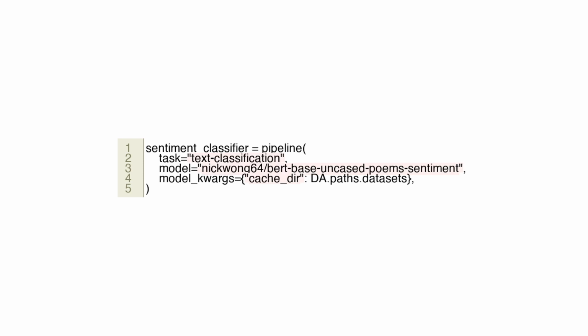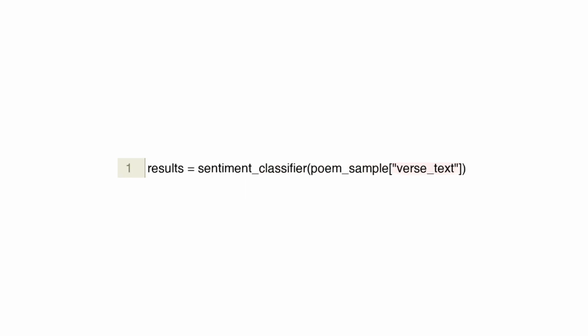This classifier is created using a tool called Hugging Face, which facilitates the use of pre-trained NLP models without requiring extensive coding knowledge. This particular code snippet first selects the verse text data from the poem_sample variable and then passes it into the sentiment classifier function. This function is likely a language model from the Hugging Face library that is specifically designed to classify the sentiment, positive, negative, neutral, of a given input text.